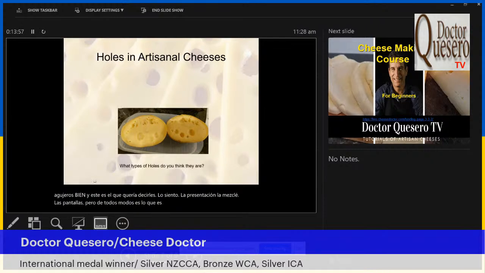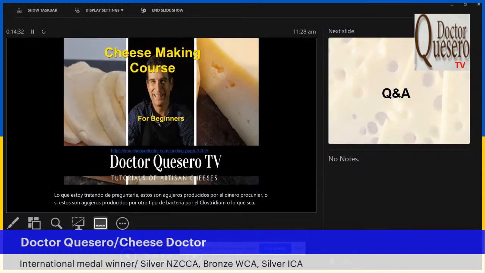So, tell me, what type of holes are these? Are they good holes or bad holes? Let me know in the comments. We're going to answer the question, but if you are there, I would like to know your feedback. What I'm trying to ask you is if these are holes produced by the Propionibacterium shermanii, or if these are holes produced by another type of bacteria, by the Clostridium or whatever.